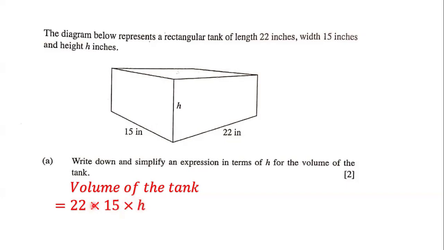And so we have 22 multiplied by 15 multiplied by h. What is 22 times 15? Well, 22 times 15 is 330. And if we multiply that by h, we'll just get 330h. And so this is definitely a simplified expression in terms of h for the volume of the tank.